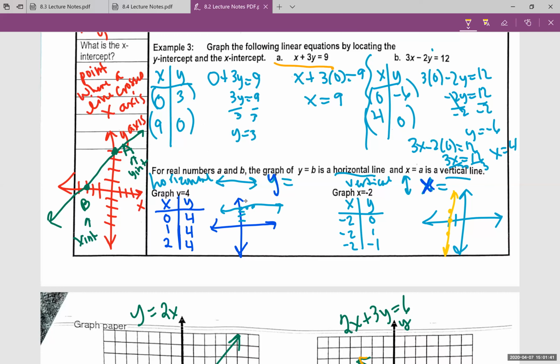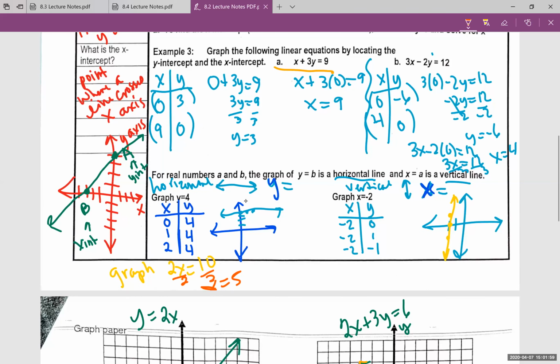Now, finally, the chapter will throw something at you that looks like this. Graph 2x equals 10. And students absolutely have no idea how to tackle this. First of all, I want you to get the x by itself. So divide by 2. Now we have graph x equals 5. Now you tell me x equals 5. Is that a horizontal line or a vertical line? I hope you said vertical.